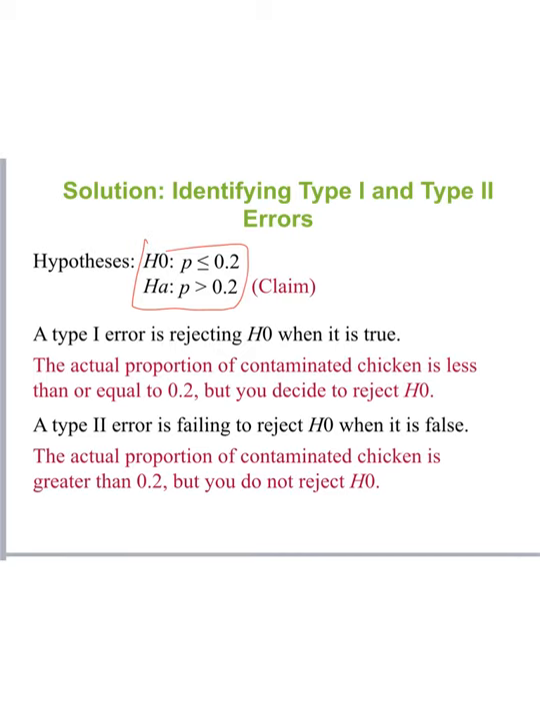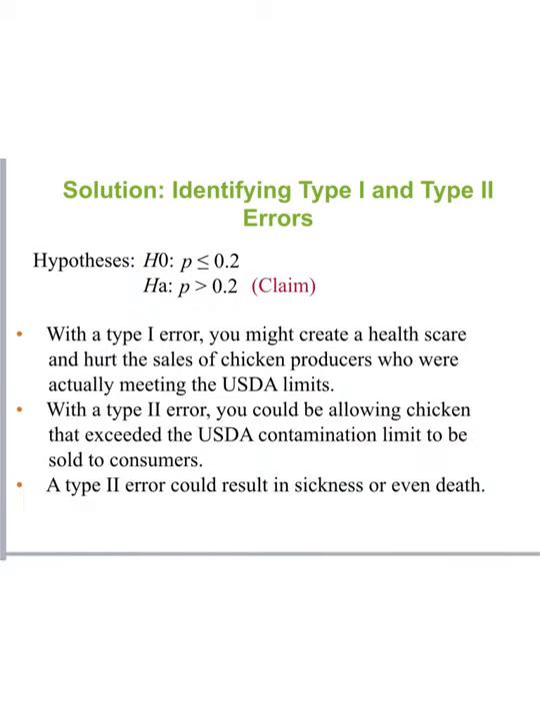I'm going to pause here. You can read this again. Type 1 error is rejecting the null hypothesis when it's true. The actual proportion of contaminated chicken is less than 20%, but you decide to reject that. Type 2 error is failing to reject the null hypothesis when it's false. The actual proportion of contaminated chicken is greater than 20%, but you do not reject the null hypothesis.